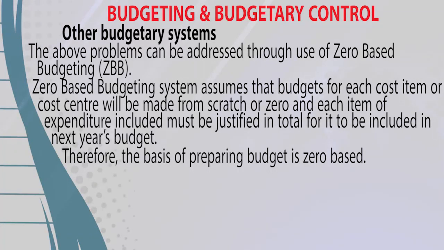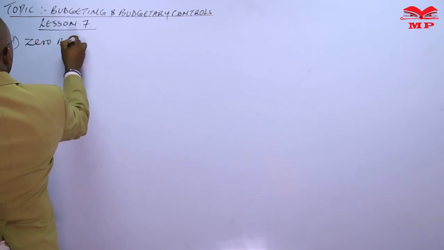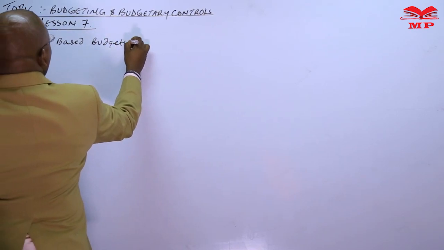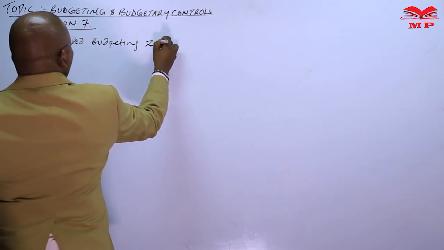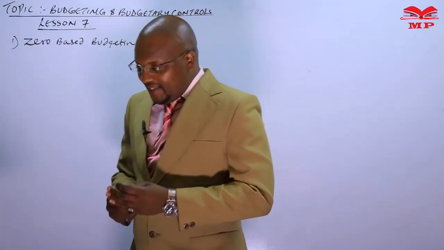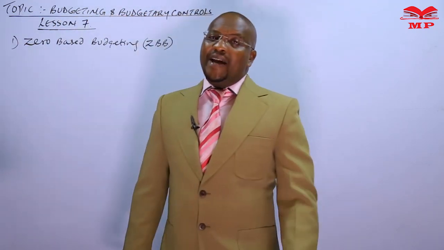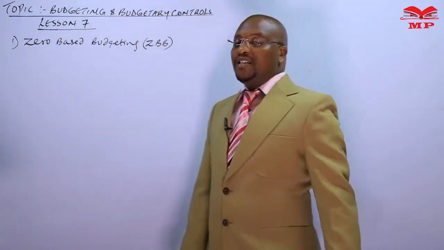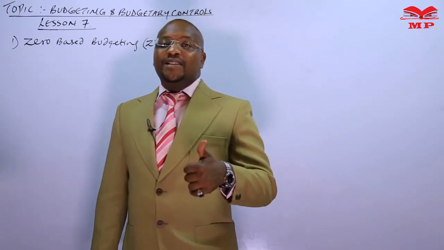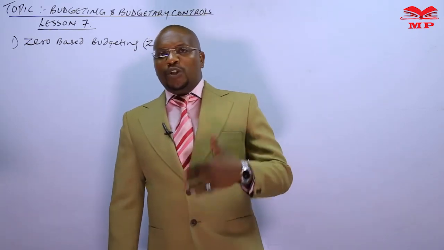Now, we are saying that this zero-based budgeting, ZBB, is a system where we prepare budgets from scratch, meaning the cost items, the revenue items, and even some activities, we prepare them from scratch. We actually imagine we have no experience on them. We did not have them in previous years. So we do it from scratch.